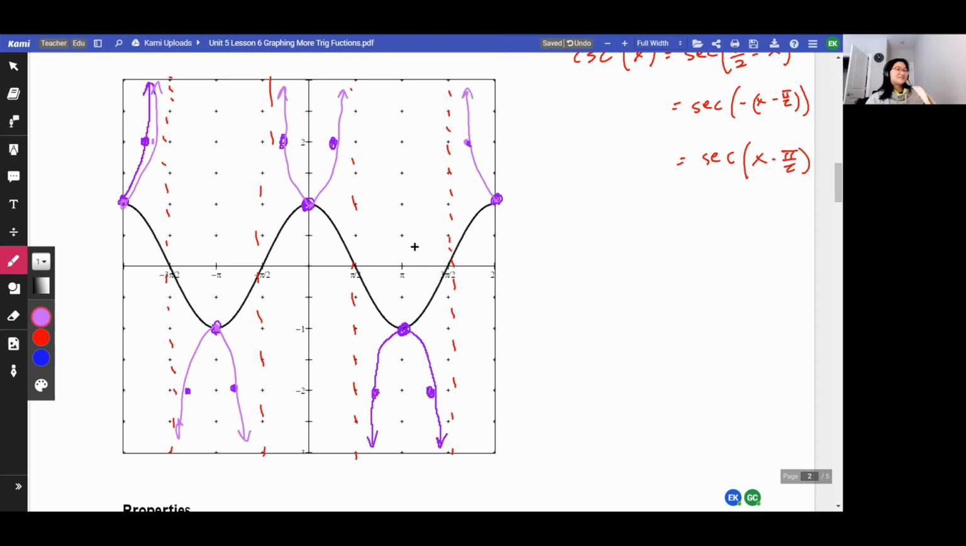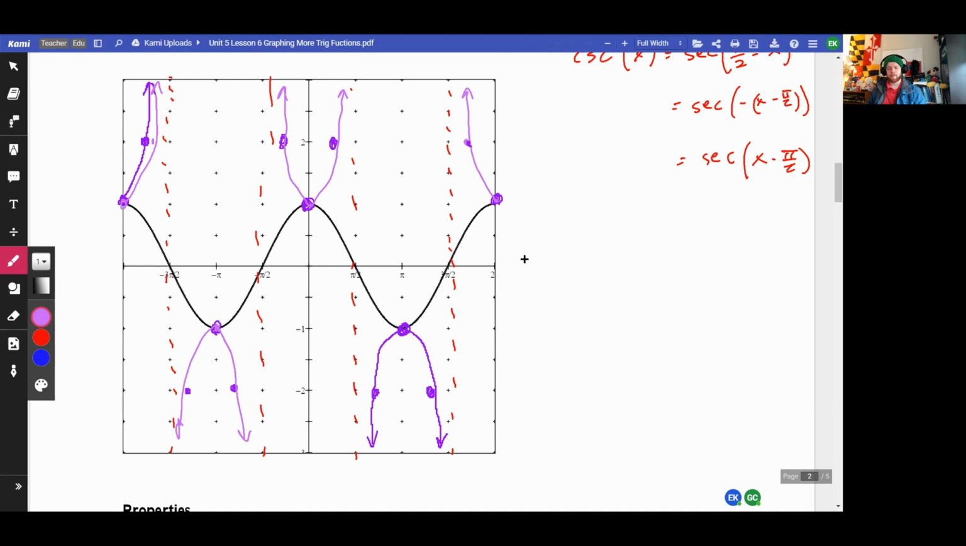Boom. Sweet. All right, so here's the secant graph, and it's just a shift of pi over 2 of the cosecant graph, which is how you can think about it. I like to just imagine the cosine graph since I have a strong grasp of that, and I reciprocate it in my head.